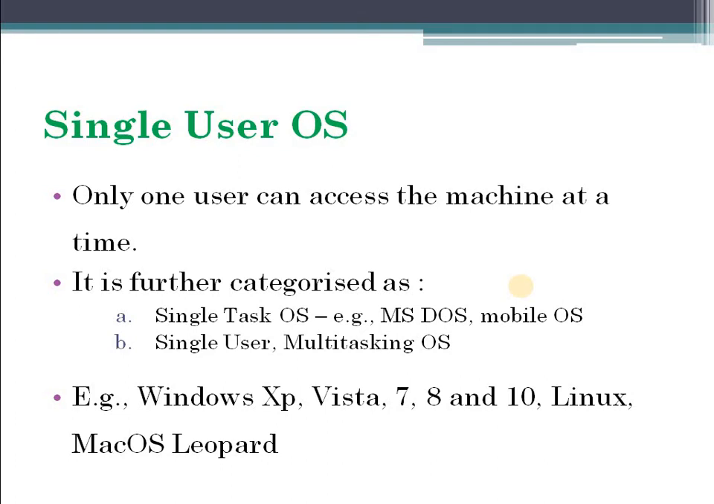Vista was not much popular. It was a flopped version of Windows, but still the name is there. Windows Vista, Windows 7, Windows 8, Windows 10, Linux, Mac OS Leopard. So they are single user, but they support multitasking.